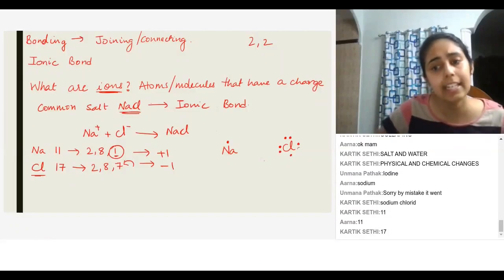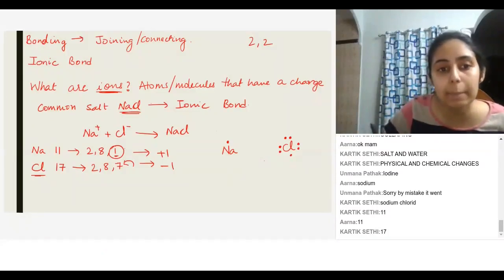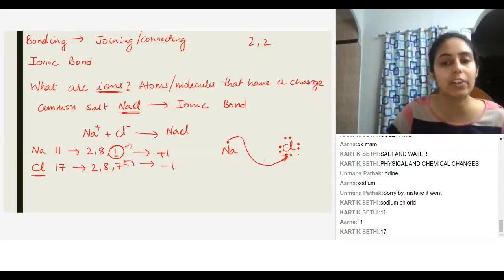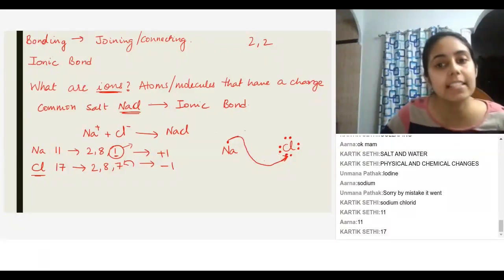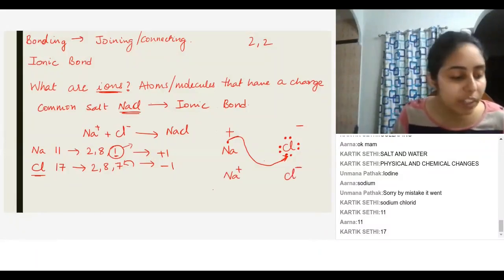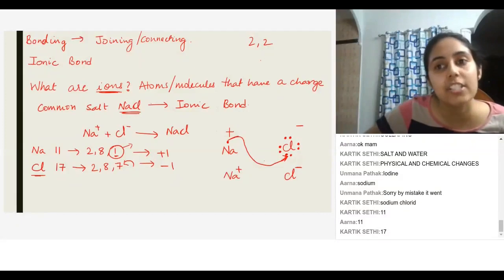Now, I know that sodium gives off this 1 electron, and chlorine has to get 1 more electron. So sodium gives away this 1 electron to chlorine, and now chlorine has taken this 1 electron. Because sodium has given away this electron, it has acquired a positive charge, and chlorine has taken this electron, so it has acquired a negative charge. So sodium is a positively charged ion and chlorine is a negatively charged ion. What do we know about charges? Like charges repel and unlike charges attract.